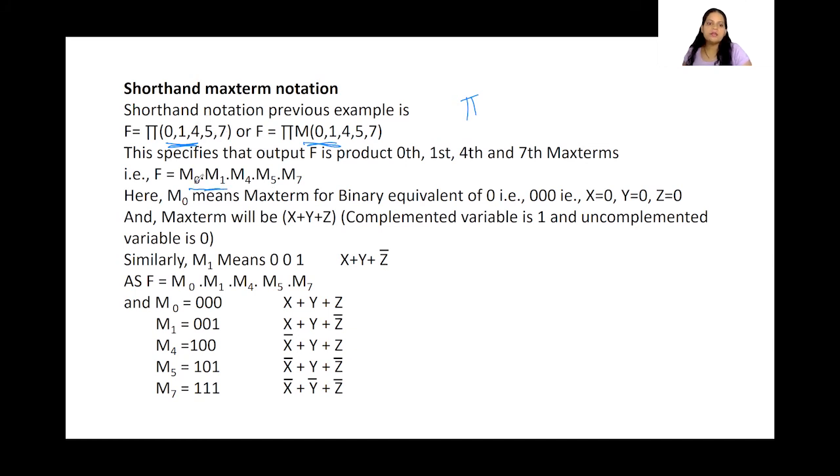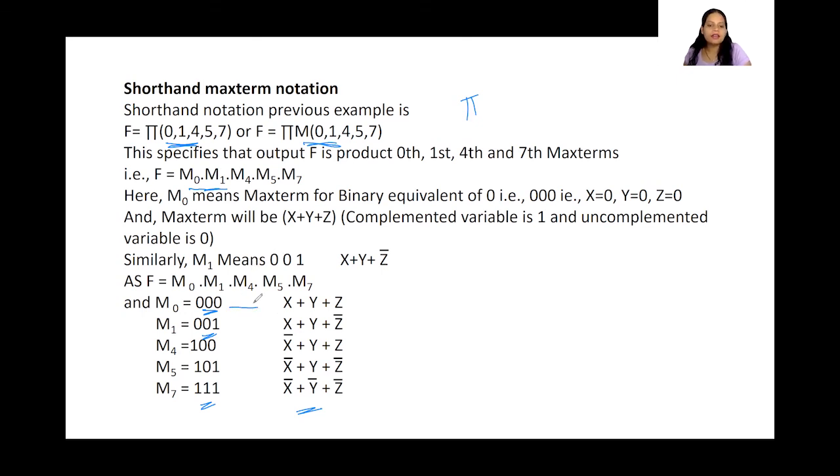Now this M0 is nothing but, what do we mean by 0? All zeros, isn't it? M0 is all zeros. Just convert them into the binary form. So 1 is nothing but 0, 0, 1, 4 is nothing but 1, 0, 0, 5 is nothing but 1, 0, 1, and 7 is nothing but 1, 1, 1. Now how do we write it in the expression form? Wherever there is 0, we write the variable without complement. Wherever there is 1, we write the variable with the complement. So this max term and min term have opposite rules. You should be very thorough with where you are going to use what, right?